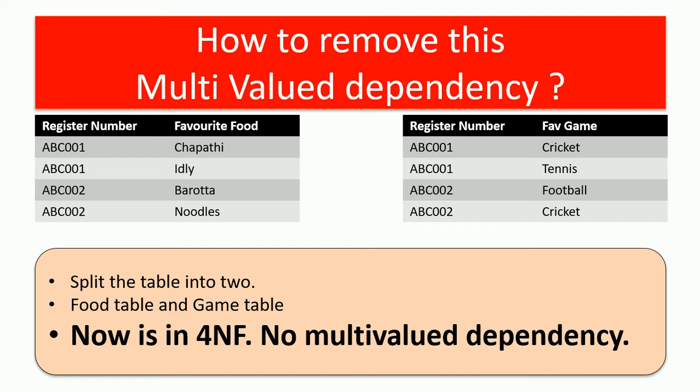In case you need to check whether it has multi-value dependency, we need the basic condition. The table must have a minimum of three columns and two independent columns. So both the tables have only two columns, and hence basically there is no possibility of multi-value dependency here. So this is how we can remove multi-value dependency from a table and make the table follow fourth normal form.